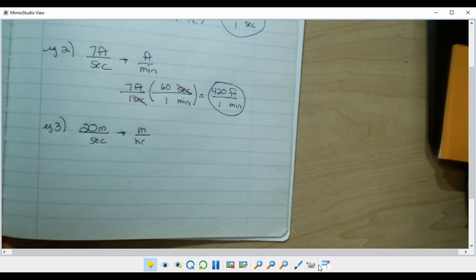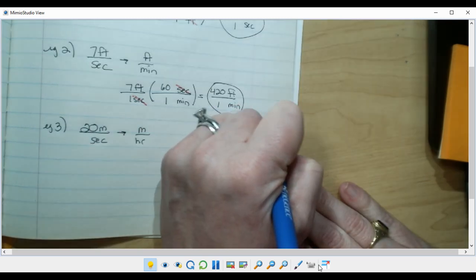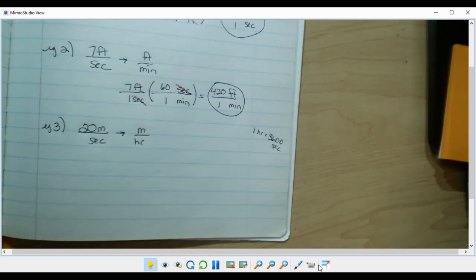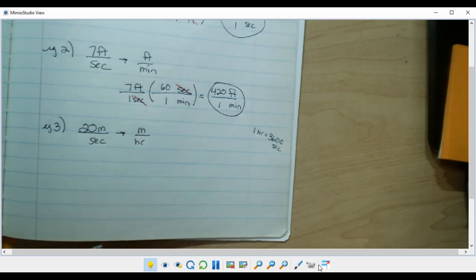Now, this could be done in one step if you know that 1 hour is 3,600 seconds. And I'll show you that. But that often doesn't show up on your chart. Usually, it switches from seconds to minutes and then from minutes to hours. That's technically 2 changes. So you could do it with 2 sets of parentheses. And that'll get us ready for tomorrow. So I'm going to do this problem twice. One knowing this piece and one where we don't know that piece.